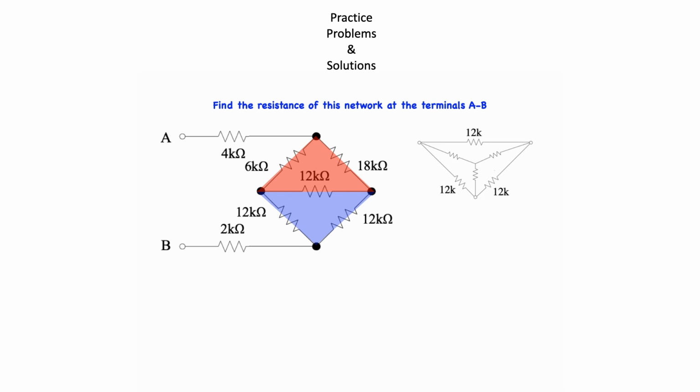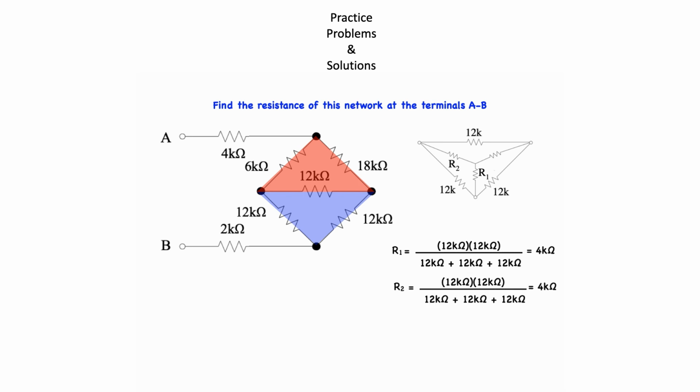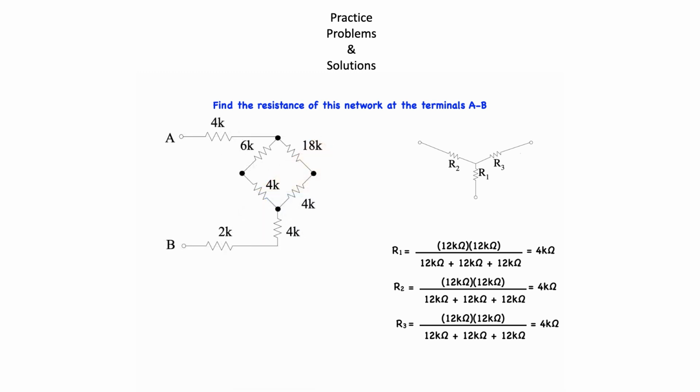We can find the value of the Y elements using the following delta to Y equations. R1 is equal to 4k ohm, and R2 is equal to 4k ohm, and R3 is equal to 4k ohm. Replacing the delta with our new Y circuit, our circuit will now look like this.